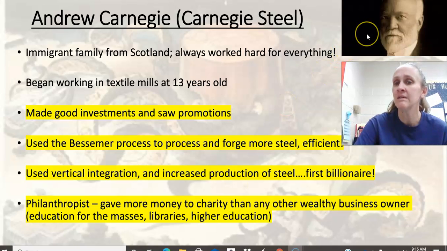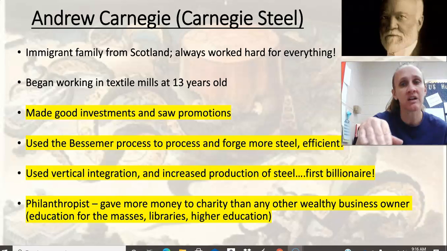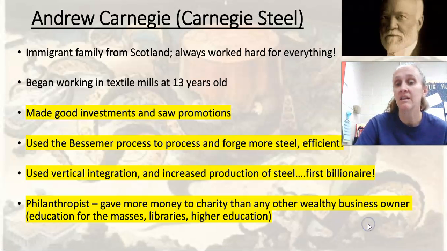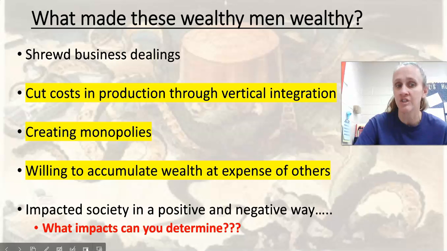What makes him stand out above the rest, though, is that Carnegie was quite the philanthropist, and philanthropist is a good academic term for you to know. A philanthropist is basically somebody who gives money to charities. Now, a lot of these robber barons did give money to charity, but Carnegie stands out because he gave more than any of the other wealthy business owners. He saw education for the masses as a way to produce better, more intelligent workers to earn him more money. So he gave a lot of money to education, a lot of money to build libraries, and a lot of money to create higher education colleges and things.